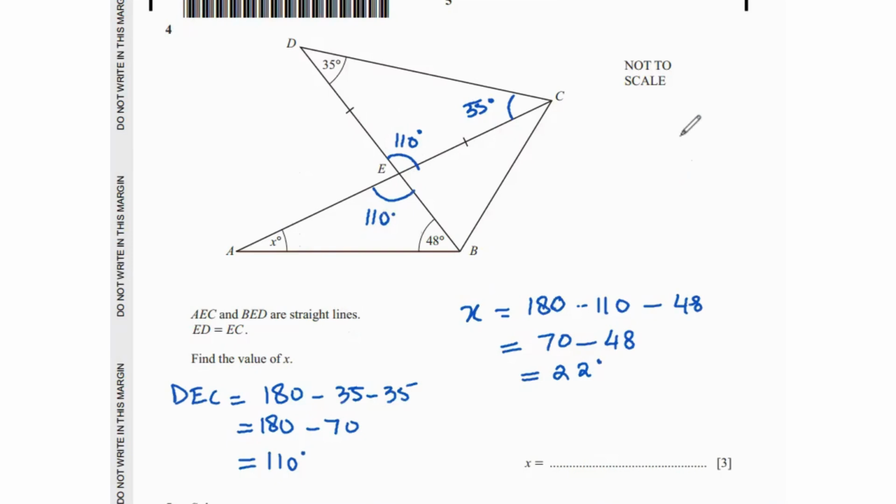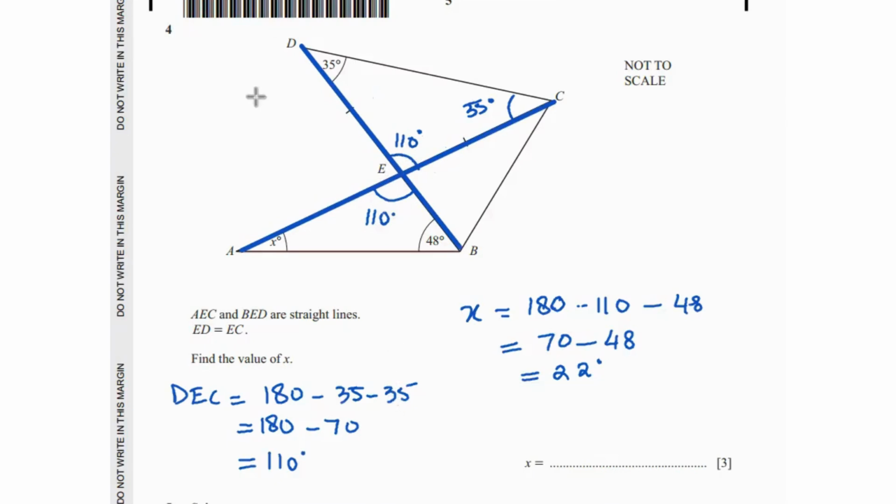For these type of questions, you need to be aware of your angle properties. Sum of angles in a triangle is always equal to 180 degrees. Vertically opposite angles, like lines when they're making an X. Let me just highlight that. If they're making an X, then vertically opposite angles are equal, like these two.